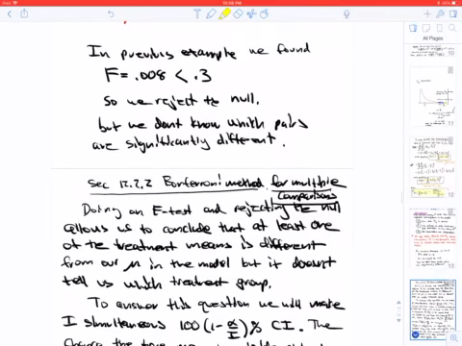But before we do that, I want to mention that when we reject the null, what we're concluding is that at least one of the treatment groups has a different mean than mu. But which treatment group has a different mean than mu isn't revealed. And for that, we can use the Bonferroni method.